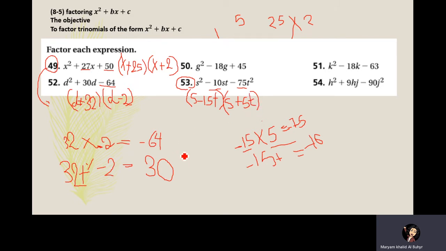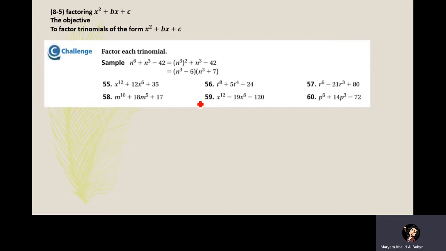I think that's enough for this part. I will give you just something a little bit different, which maybe just looks scary. So here I want to show you a sample of that. If you have, for example, n to the power 6, n to the power 3 minus 42, in the beginning you must think, miss, this does not look like the form that we learned. I will tell you, no, dear, this does look like the form that you learned, but you have to make a small change.